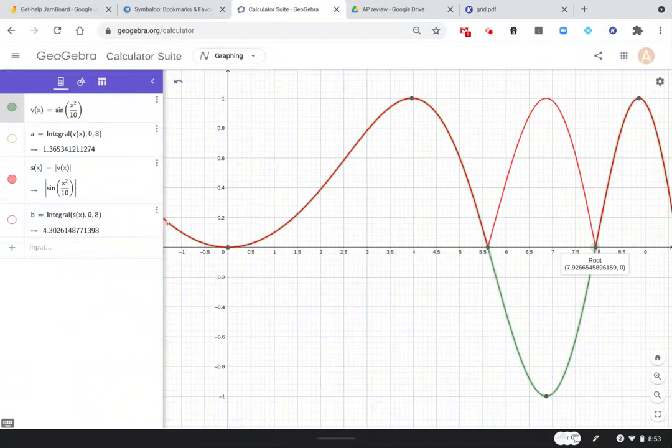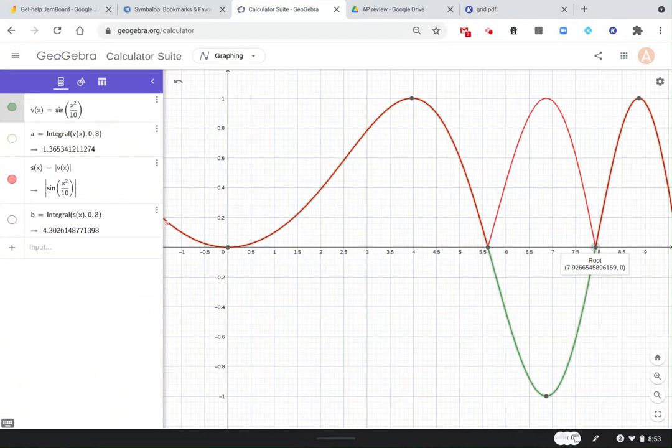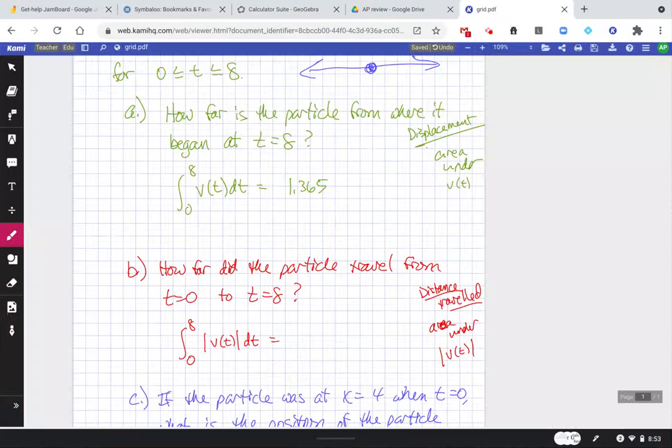So if I want to find how far the particle traveled, that would be the integral from 0 to 8 of the absolute value of that v of t equation. And that's going to be the area under that speed curve. Area under that speed curve, if I want to punch that in there, that looks like it's 4.303. So what does that mean?